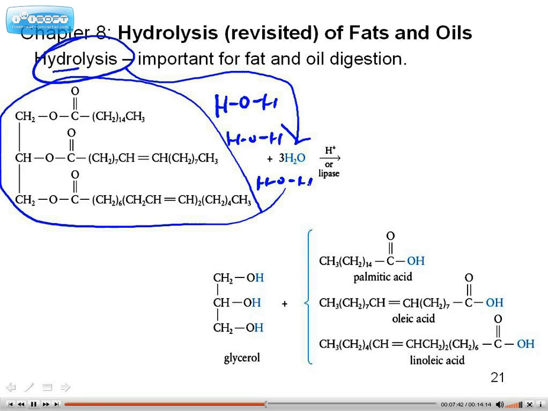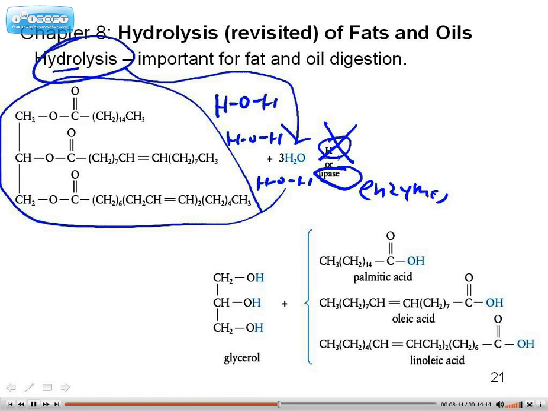You would need 3 water molecules in this reaction. In the past, we've used acid as a catalyst to break it down, and if this were a saponification reaction, we would use a base. When it comes to biochemical hydrolysis in the body, it's very pH sensitive. So what they use are enzymes to catalyze the reactions.